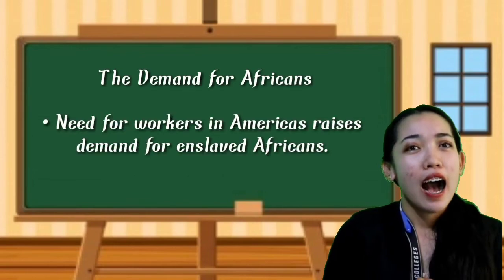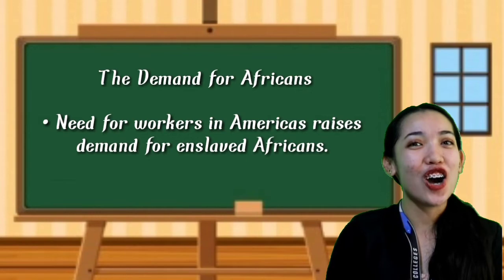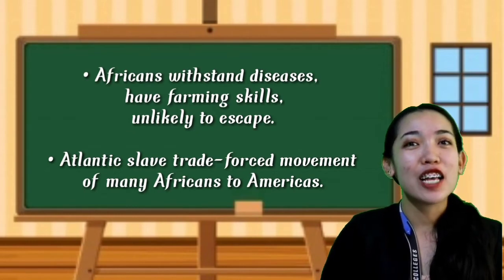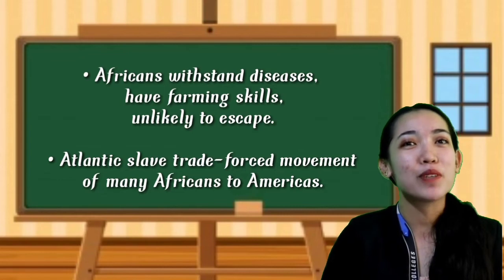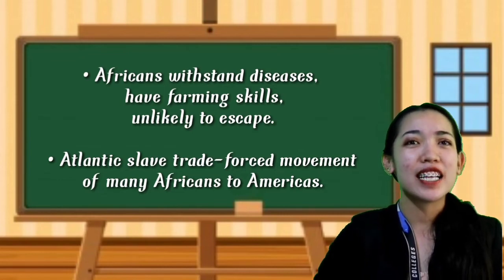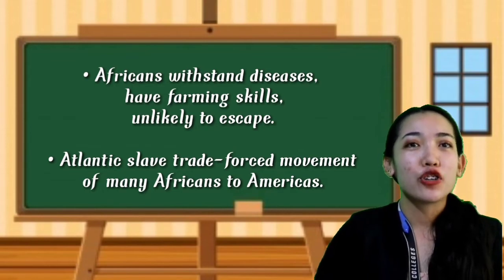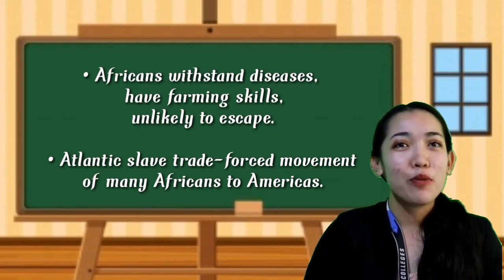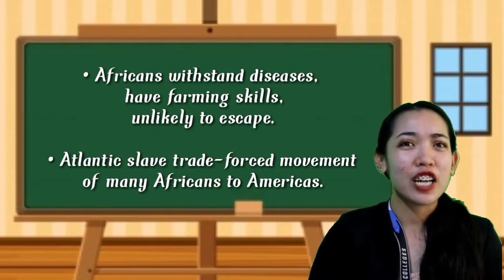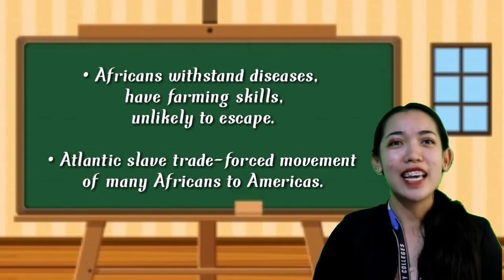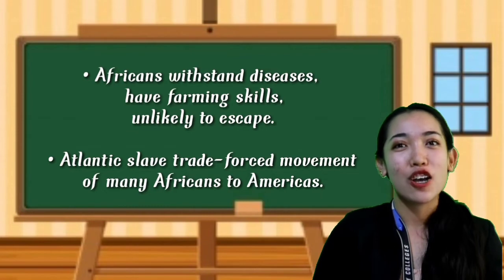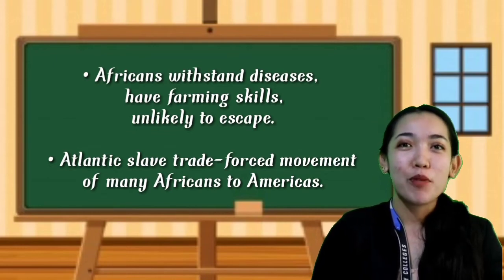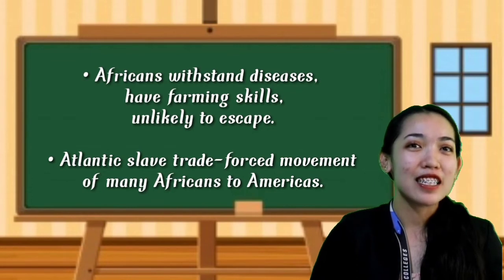The demand for Africans. Europeans saw advantages in using Africans in the Americas. First, many Africans had been exposed to European diseases and had built up some immunity. And many Africans had experience in farming and could be taught plantation work. Africans were less likely to escape because they did not know their way around the new land. Their skin color made it easier to catch them if they escaped and tried to live among others. In time, the buying and selling of Africans for work in the Americas, known as the Atlantic slave trade, became a massive enterprise. Europeans had imported about 9.5 million Africans to the Americas.